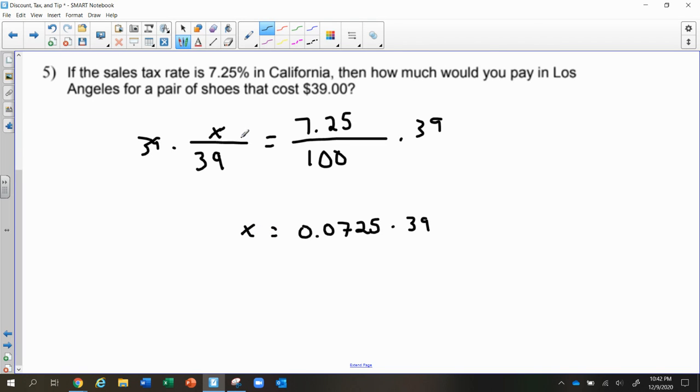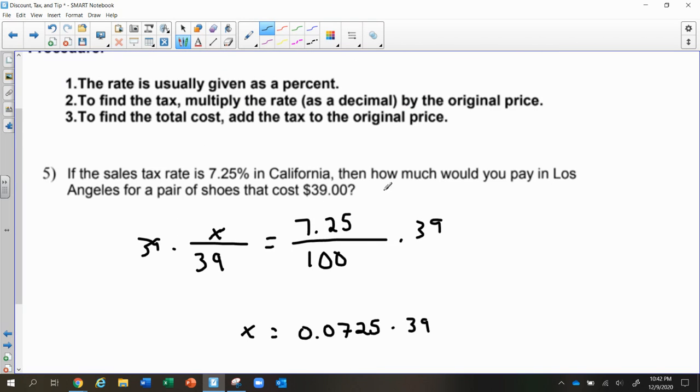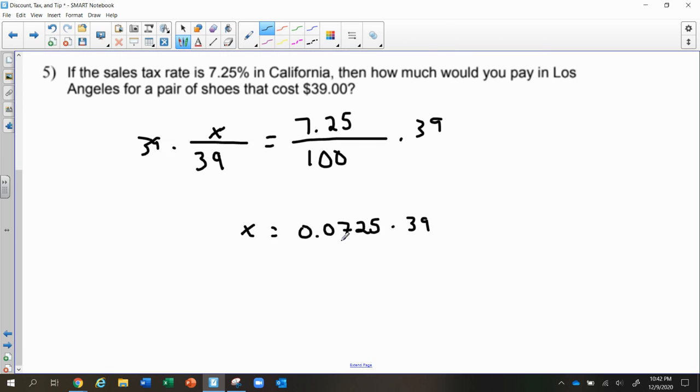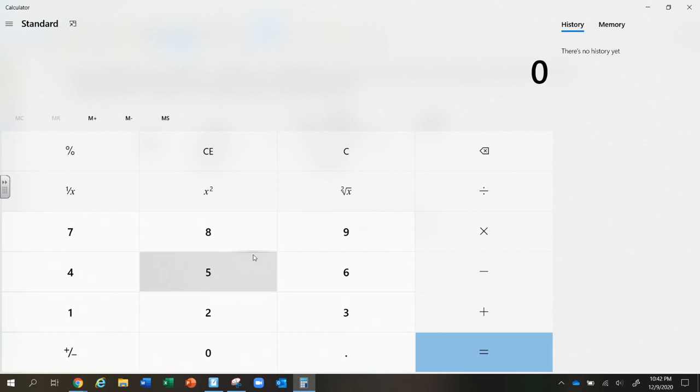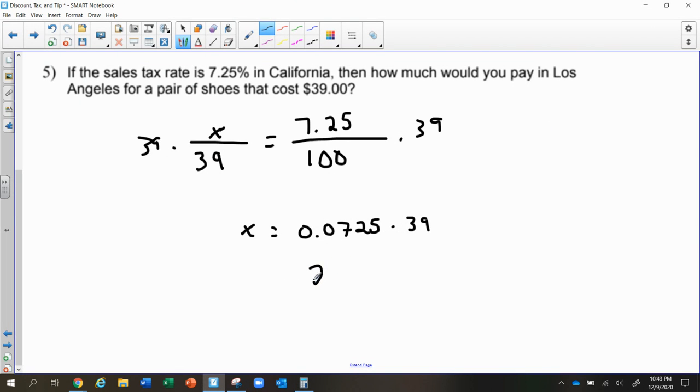And so our sales tax is equal to the rate as a decimal multiplied by the original price. So now I'm going to go use my calculator and multiply those two, because that's something I definitely don't want to do by hand. If I had to, I could, but I'd rather not. So 39 times 0.0725 equals 2.8275.